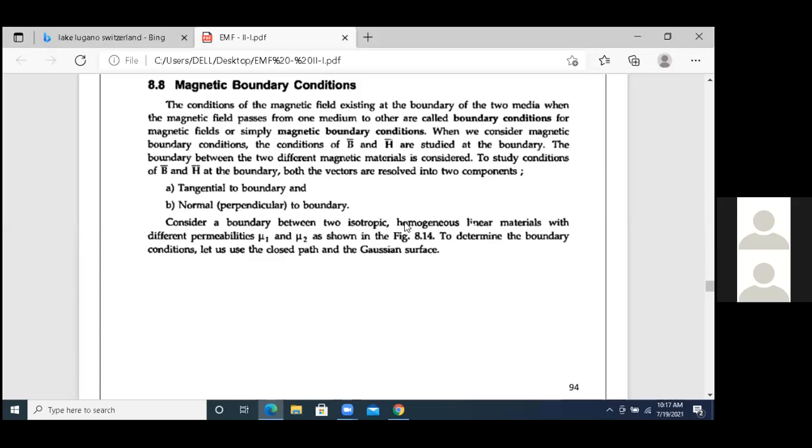So today we're going to start with magnetic boundary conditions. The conditions that the magnetic field satisfies at the boundary of two media, when the magnetic field passes from one medium to another, are called boundary conditions.